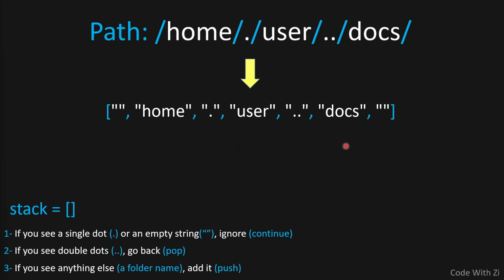Now, let me just visualize all of this for you. So when we loop through our array, we're going to start from this, right? So this is going to be an empty string. We're going to check our rules. We're going to say, if you see a single dot or an empty string, ignore. Okay, let's just ignore it and move on to the next one.